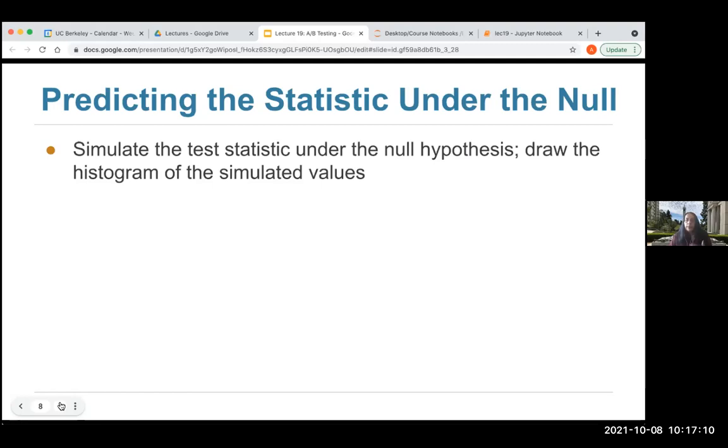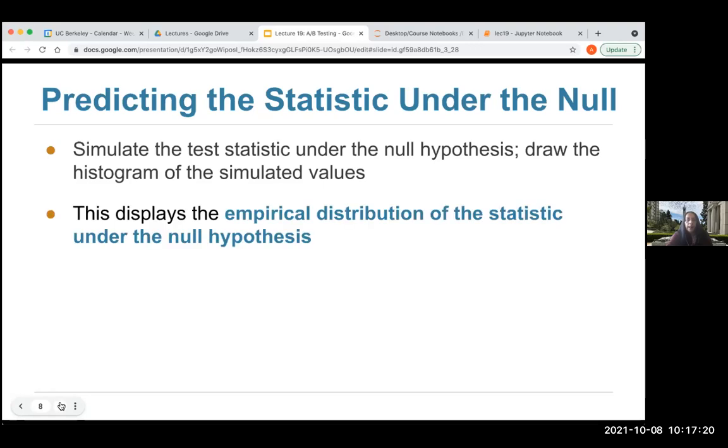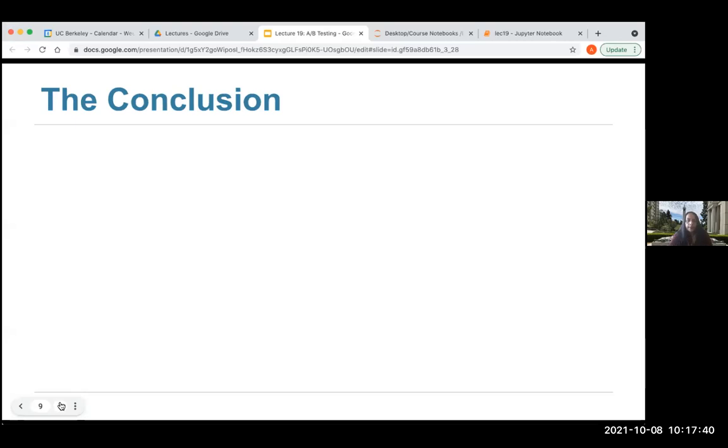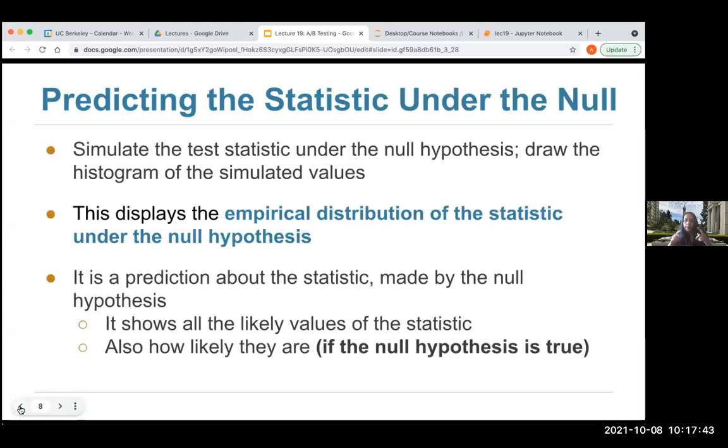Okay, so you simulate, pretend that the world is what the null hypothesis says it is, and then see how the data should come out. So you predict under the null hypothesis. And what you get is an observed distribution of the statistic under the null hypothesis. And so that is your prediction. On the horizontal axis, it shows you what that statistic is likely to be if the null were true. And the areas show you the chances of all of those different values, if the null were true.